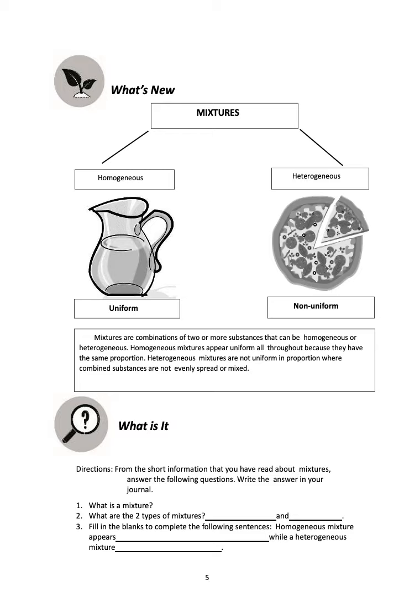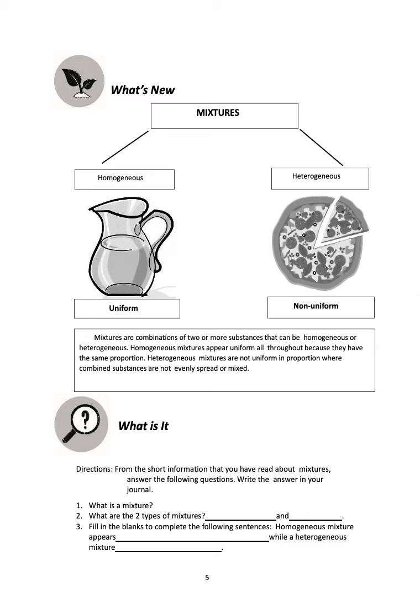Mixtures, ano ba ang tinatawag nilang mixtures? Mixtures are combination of 2 or more substances that can be homogeneous or heterogeneous. Homogeneous mixtures appears uniform throughout because they have the same proportion. Heterogeneous mixtures are not uniform in proportion where combined substances are not evenly spread or mixed. Okay, from the description above, you are now ready to answer what is it below.